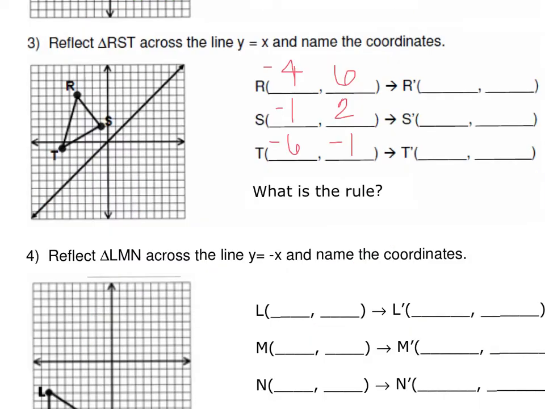All right, so in number 3, we're going to reflect triangle RST across the line y equals x. And you can see there that the line is drawn for you. Now, that line is not going to be drawn for you every single time, so it is your job to remember that y equals x is this line right here.